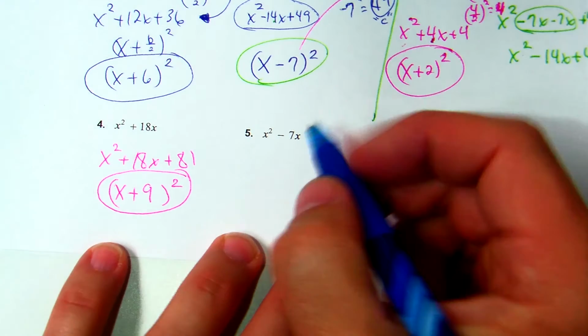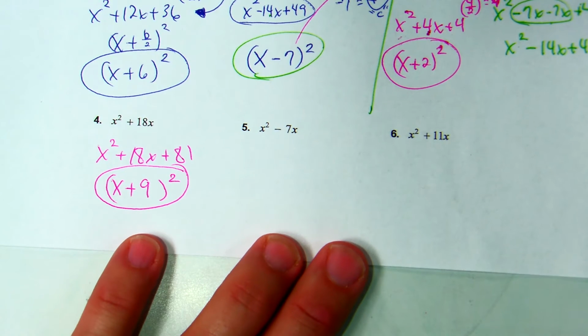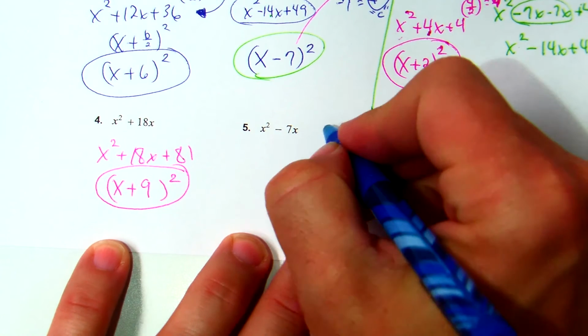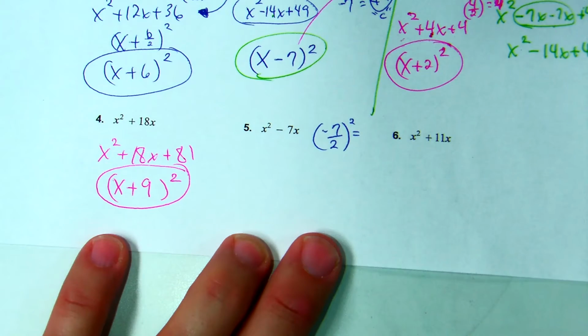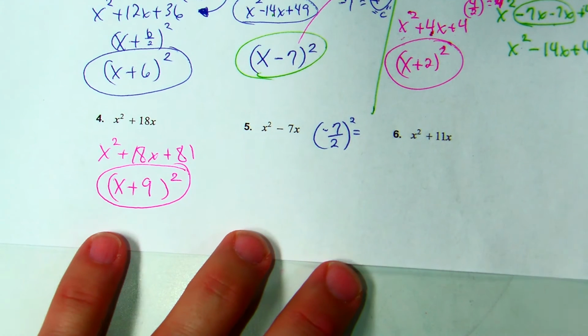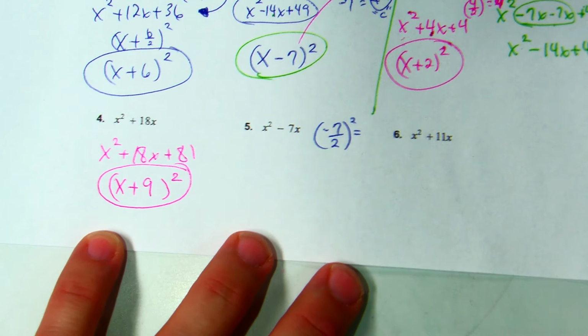All right, what about number 5? This one we get a little bit tricky because we have to deal with a decimal. And that's fine. We can deal with decimals. Just round to the nearest 100th whenever we're dealing with these for now. So what is negative 7 divided by 2 squared? Well, negative 7 divided by 2 is a negative 3.5, right?